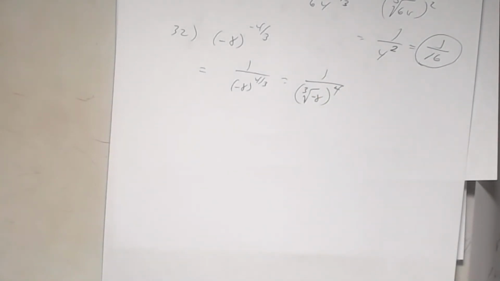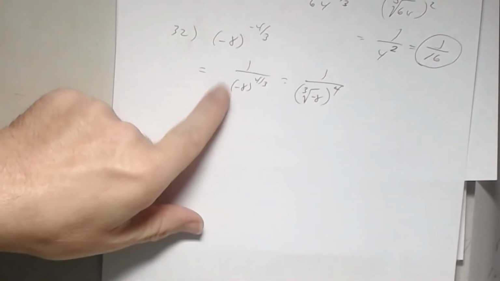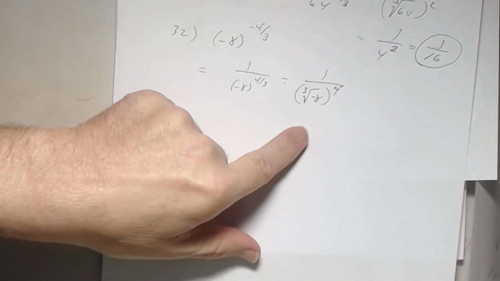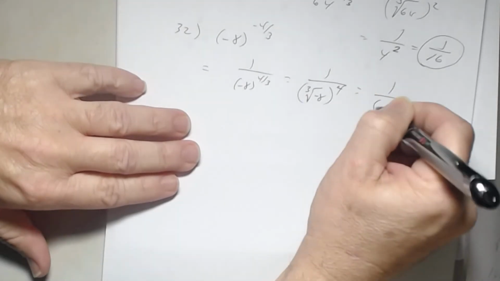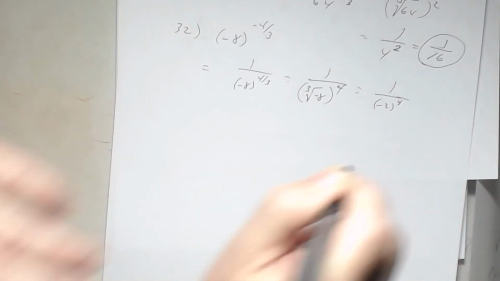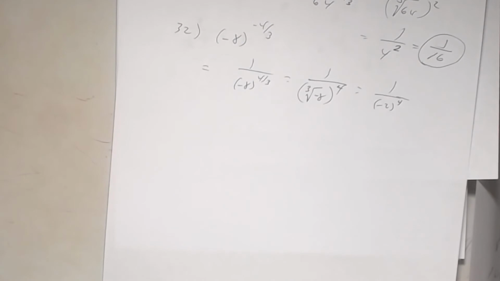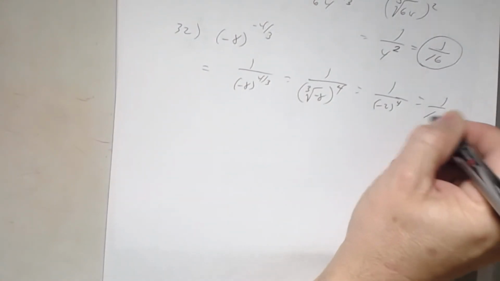All right. Now simplify. So you wrote it with a positive exponent, then you wrote it as a radical. Now you're going to simplify. What's the cube root of negative 8? Negative 2. Negative 2 times negative 2 is positive 4, times negative 2 is negative 8. So 1 over negative 2 to what power? The 4th. Now what's negative 2 to the 4th? Positive 16. So it's 1 over 16.